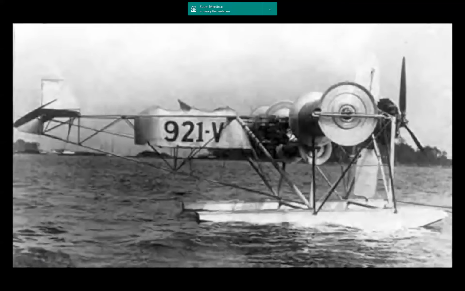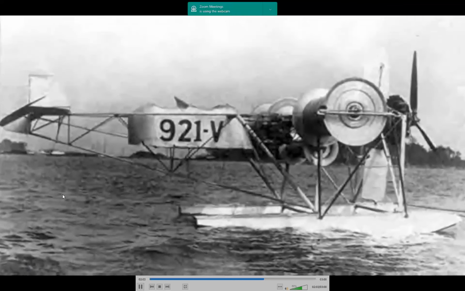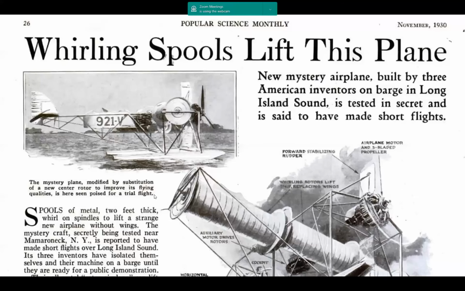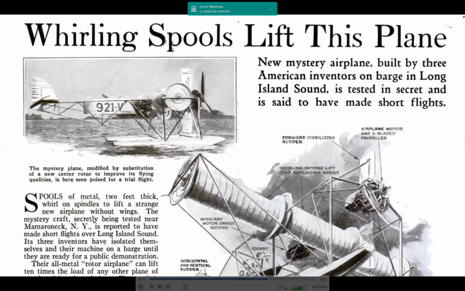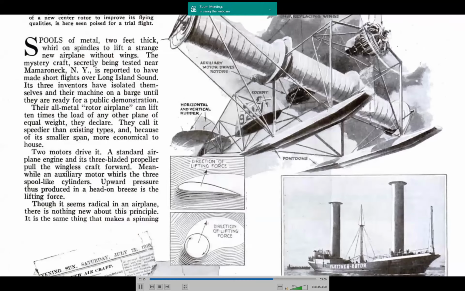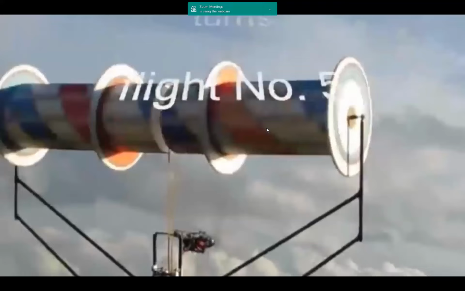And this is a plane with spinning cylinders instead of wings. Using the Magnus effect, the cylinders actually generate more lift than traditional wings. However, they also generate way more drag, making them impractical. This plane only flew once and then it crashed. But the Magnus effect is making a comeback.